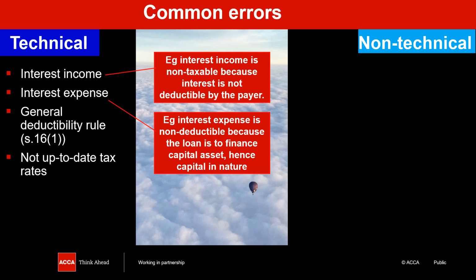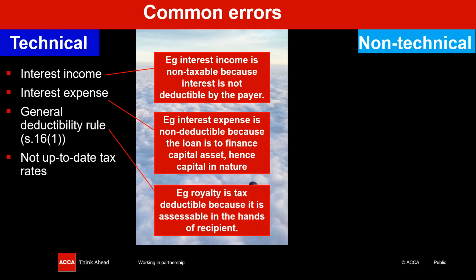The general deductibility rule is also another common error of misinterpretation. Under the rule, an expense is deductible if it is incurred in the production of assessable profit of the same person. However, some students often mistook that an expense is deductible if it is assessable in the hands of the other side.